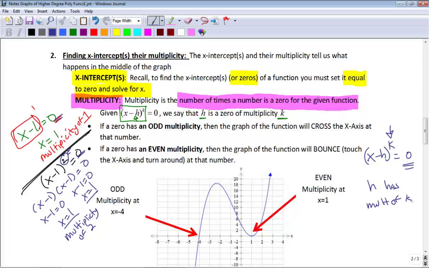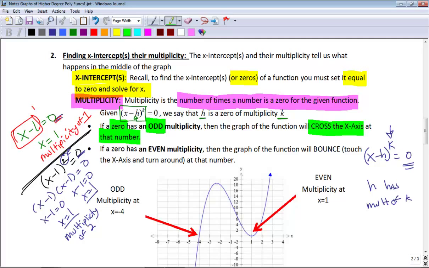All right, well, why does that matter? What do we care how many times? Well, the reason is different things happen depending on the multiplicity of your 0. So if your 0 has an odd multiplicity, so you have a multiplicity of 1 or 3 or 5 or 7, etc., then the graph of your polynomial is going to cross the x-axis at that number. For example, here we had a multiplicity of 1 for our x-intercept of 1. Well, what does that mean? At 1, my graph crosses. It goes from above to below or below to above. It'll cross the x-axis at that point.